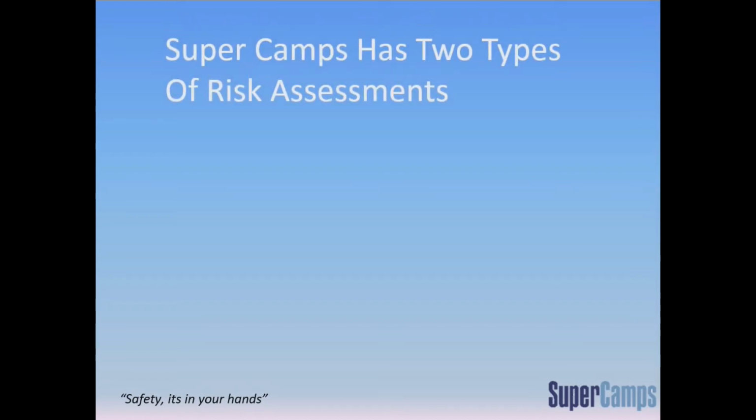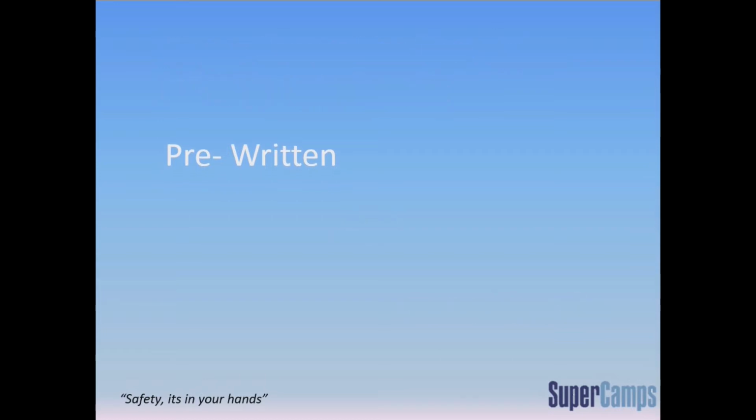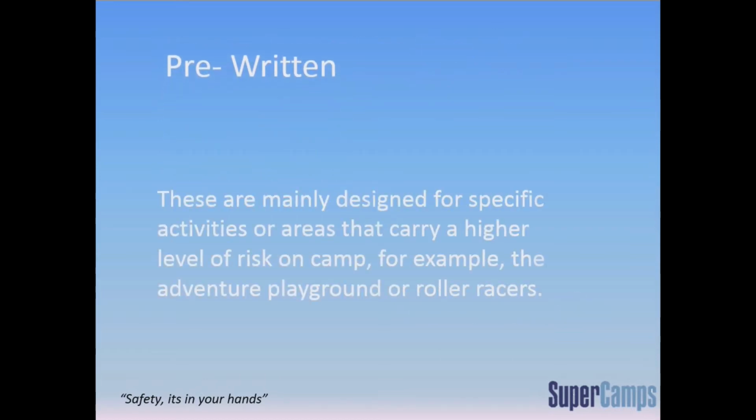So we have two types of risk assessments, pre-written and camp-specific risk assessments. The pre-written risk assessments are mainly designed for specific activities or areas that carry a large level of risk on camp, for example the adventure playground or roller races.